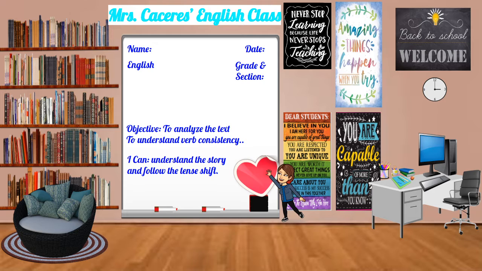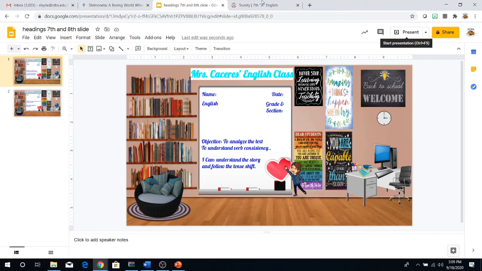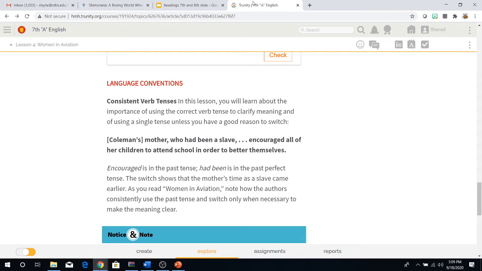Now remember, if you need time to copy this down, you can just pause the video or you can rewind and come back to it later. So as I was saying, today we're going to be focusing on the language conventions in the story of the women in aviation. The language convention we're going to be focusing on today is consistent verb tenses. In this lesson, you will learn about the importance of using the correct verb tense to clarify meaning and of using a single tense unless you have a good reason to switch.